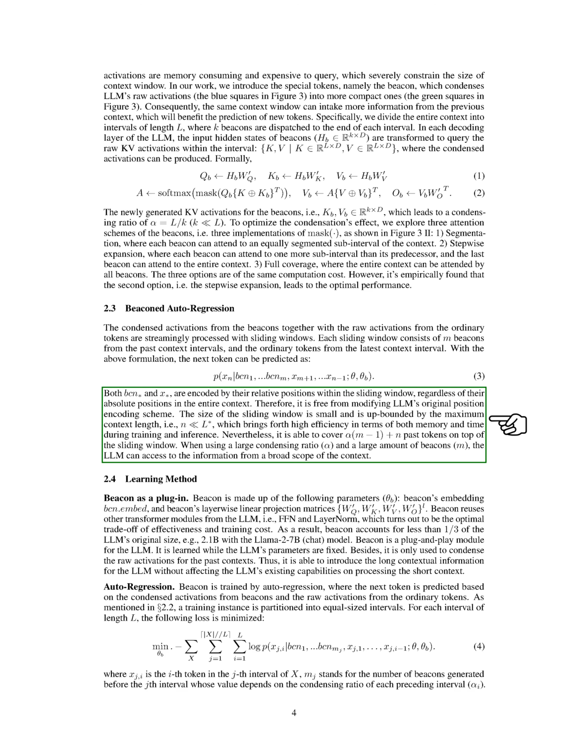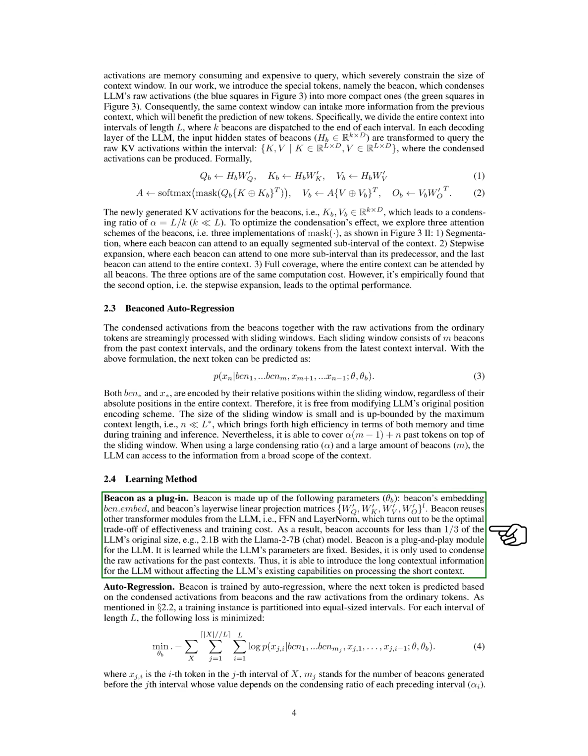We introduce the beacon as a plugin module for the LLM. It is learned while the LLM's parameters are fixed, and it is only used to condense the raw activations for the past contexts. This allows the LLM to process long contextual information without affecting its existing capabilities on processing short context.